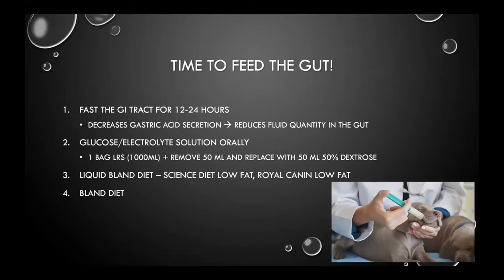You can make a glucose electrolyte solution with 50% dextrose. You just take a bag of LRS, take 50 mils out, put 50 mils in, and then you have a 5% solution. So you can either give that IV or you can give it orally, actually. And then you want to switch to a liquid bland diet.